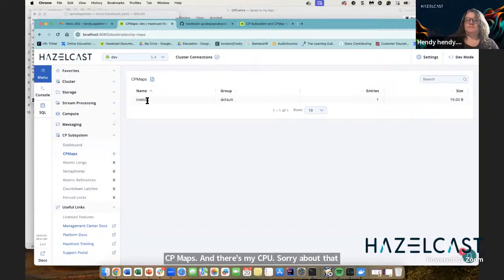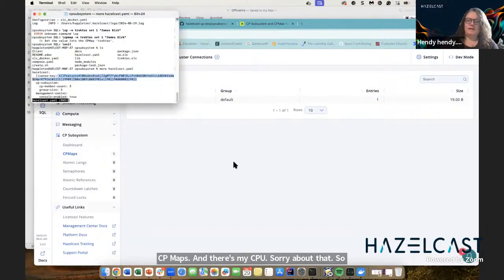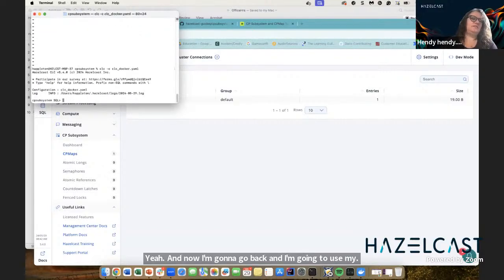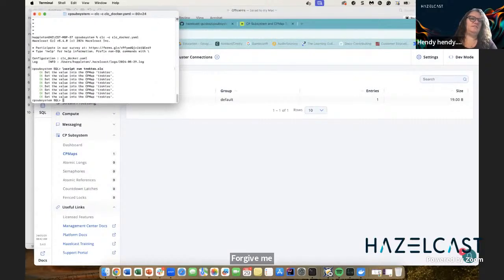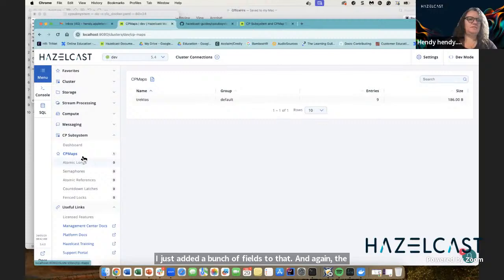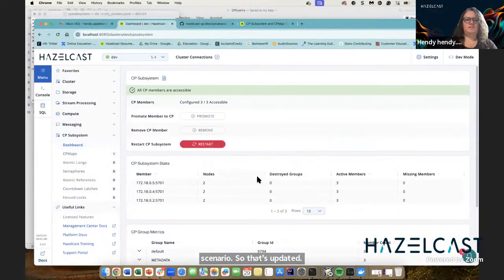So I have a CP map. Yay. And now I'm going to go back in and I'm going to use my CLC client to, forgive me, and I just added a bunch of fields to that. And again, there we go. So that's updated. So now we have 9 entries. Our map is split across our 3 members.